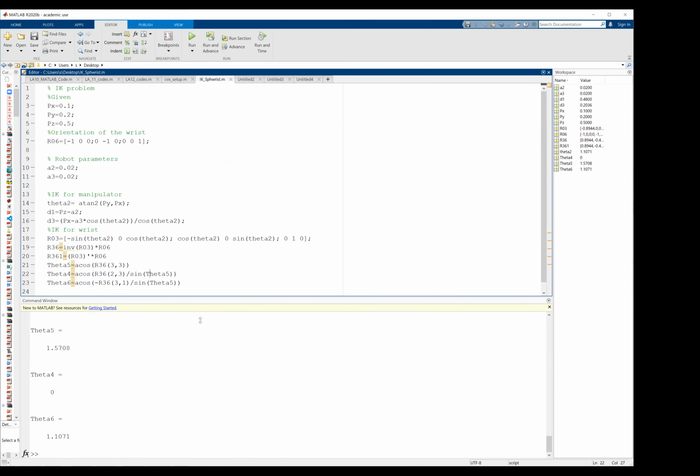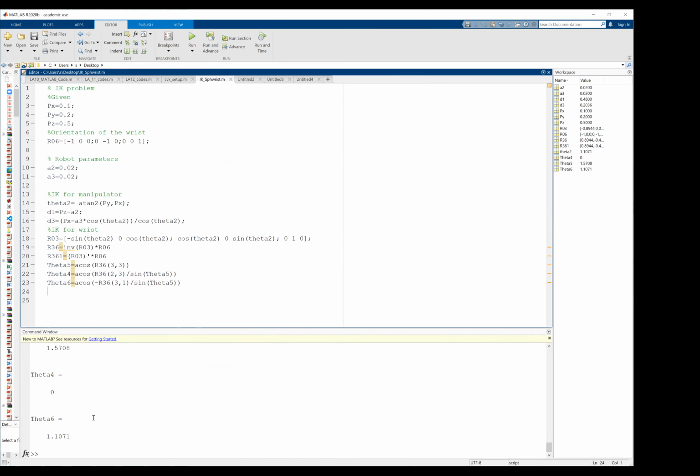So now at this point, you have all these values. So you have D1, theta 2, D3, theta 4, theta 5, and theta 6. Can you leave your MATLAB file in? I will upload the MATLAB file onto Canvas so that you'll have that for reference.